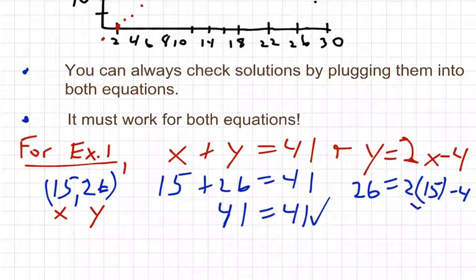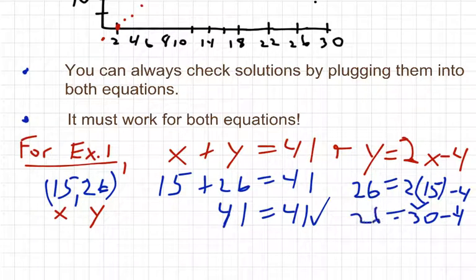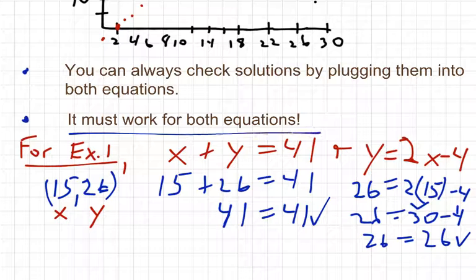And I'm just going to do order of operations. So 2 times 15 is 30, and 30 minus 4 gives us, that's right, 26. So 26 equals 26, so that one's going to check. So it must work for both equations, and it did. So we are right on. We know we're correct. All right, we're going to try another example that's going to work a little bit better on our graph, maybe some smaller numbers here. Let's begin.